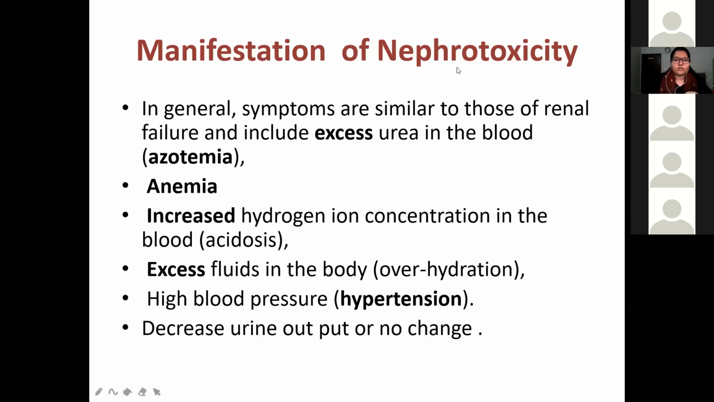Some of the manifestations of nephrotoxicity would be that, in general, the symptoms are similar to those of renal failure. That is excess urea, that is azotemia. There can be anemia. There can be acidosis in the body, overhydration, which can present in the form of edema, high blood pressure, hypertension, and decreased urine output. Or it can also be that without a change in urine output, there can be nephrotoxic effects.